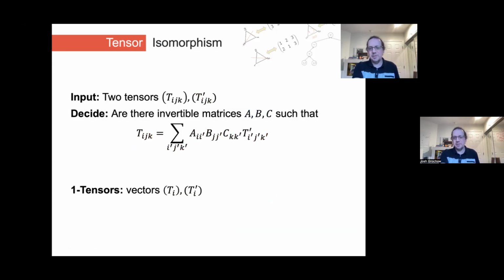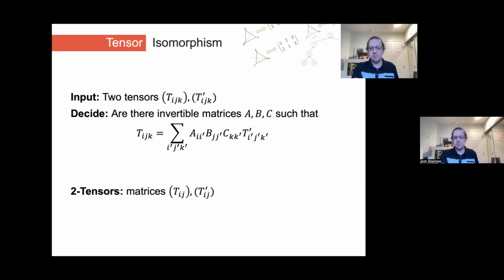Now we can start to ask, for different dimensions of tensors, what does this problem look like? For one tensors, we said those are just vectors. So instead of A, B, and C, we now have a single matrix A. And isomorphism of one tensors is just, they're isomorphic if there exists an invertible matrix A that sends one to the other. Over fields, this is totally trivial. Any two non-zero vectors can be sent to each other by an invertible change of basis, and the zero vector can only be sent to the zero vector. Over rings, even this problem becomes more complicated. But for the moment, to gain some intuition, let's stick with fields.